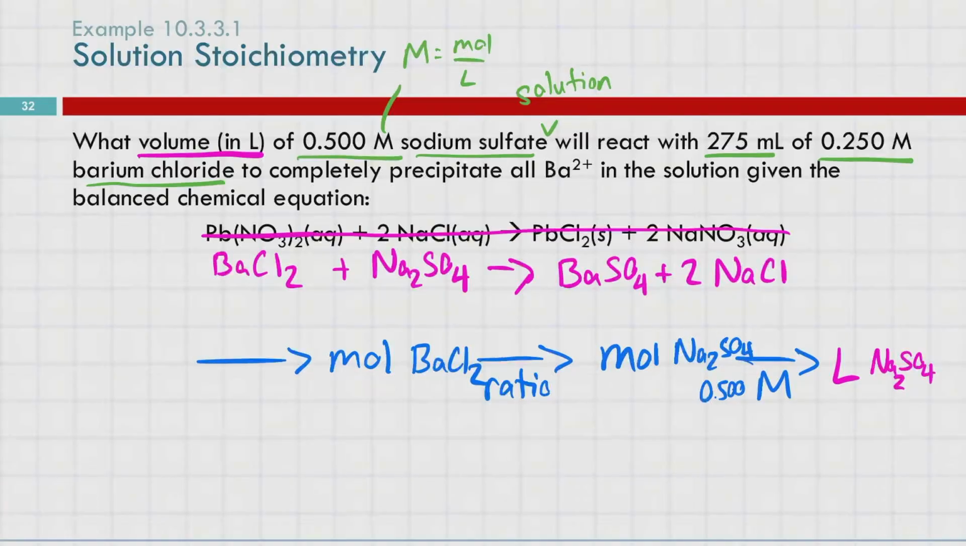So to get to moles using molarity, what do we have to have? Capital M is moles over liters, right? So we need to have liters here. We can get to that from our 275 milliliters.